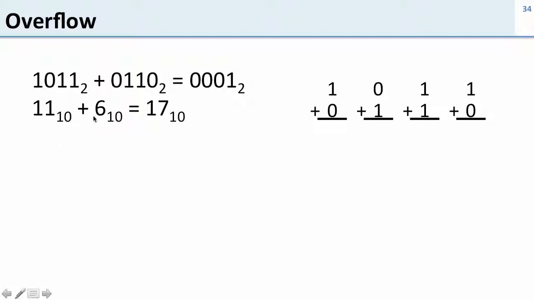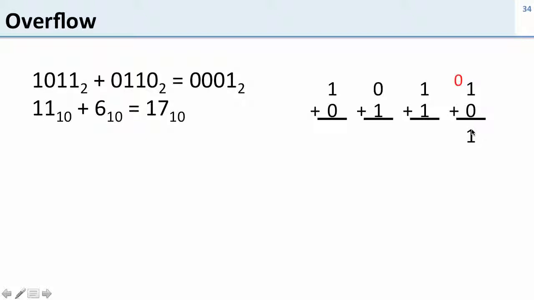Here we're going to add 11 plus 6. So 11 is 8 plus 2 plus 1, and 6, which is 4 plus 2. And we expect to get 17. So let's see what we actually get. Here's our 11 and 6. We do the addition. We add the first two together.